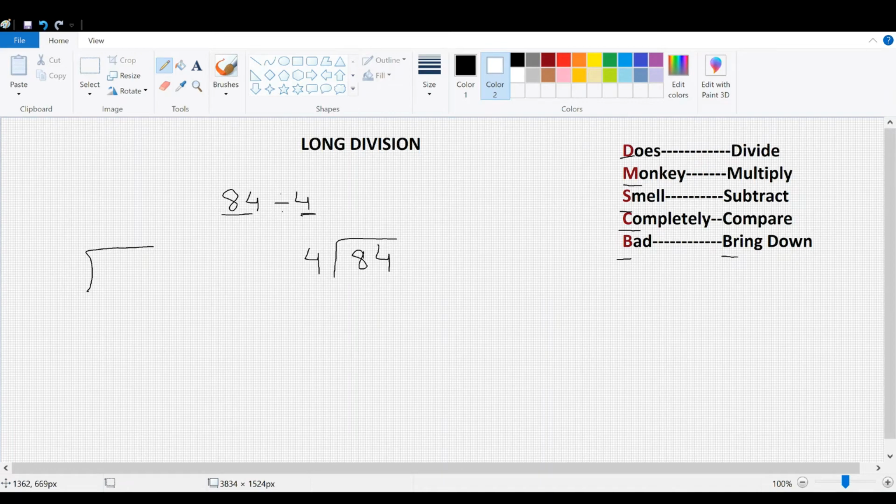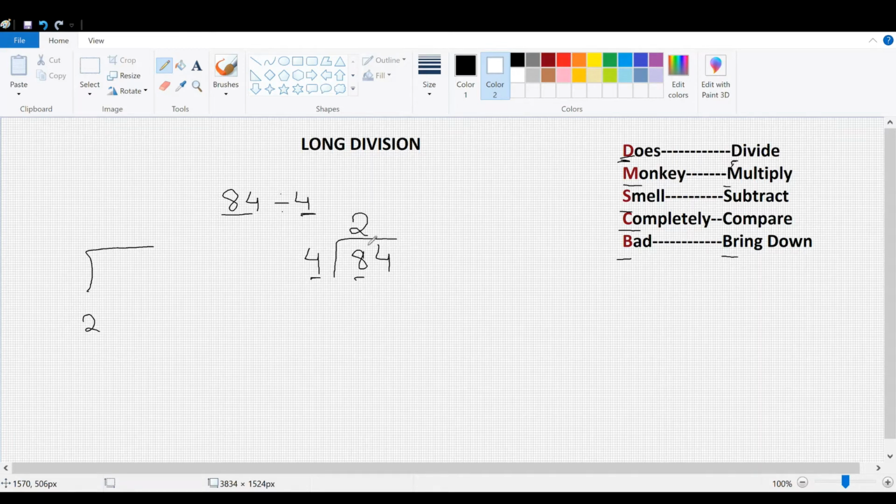So now we are dividing 84 by 4. The first step of long division is divide. Now ask yourself, how many groups of 4 can you make out of 8? We know we can make 2 groups of 4 out of 8. So we will be writing 2 right on top of the digit 8.